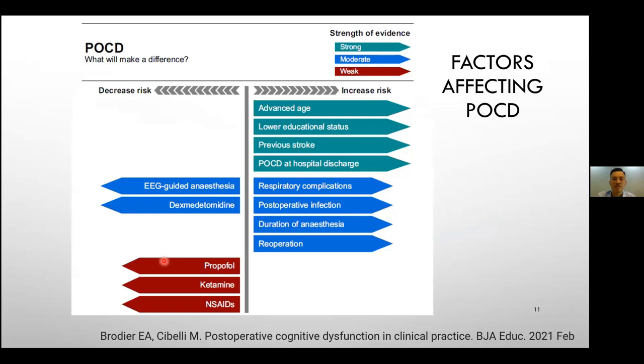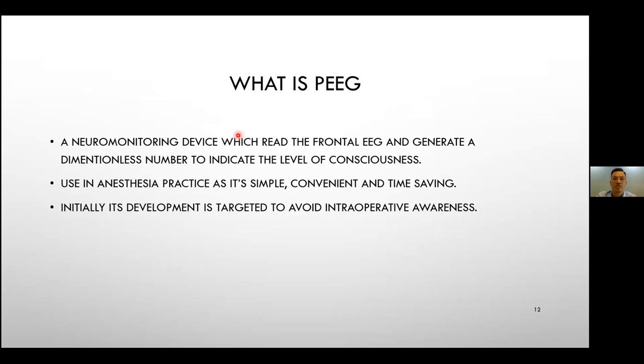There are multiple factors affecting POCD, ranging from non-modifiable factors such as advanced age, lower educational status, and patients with a history of previous stroke or cognitive impairment. In terms of modifiable factors, today our interest is in discussing the role of processed EEG in reducing post-op neurocognitive disorder. So what is a processed EEG?